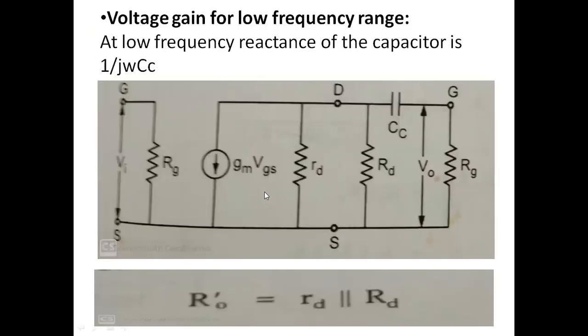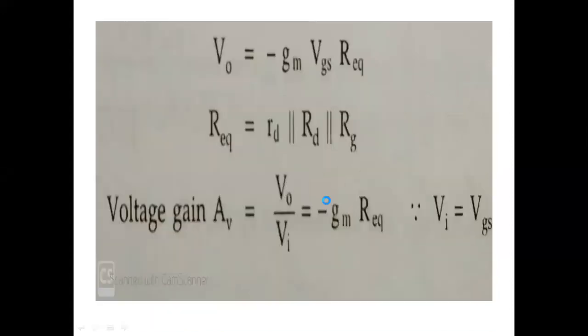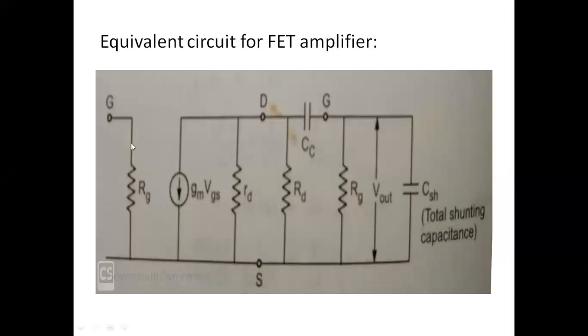Next. Voltage gain at lower frequencies. So what is the effect of capacitance at lower frequencies? At lower frequencies, the coupling capacitor provides some reactance. So the reactance of the capacitance is 1 by j omega Cc. So that means we should consider the capacitance. So that's why we are taking the circuit as it is. That means we have the circuit. This is our circuit.